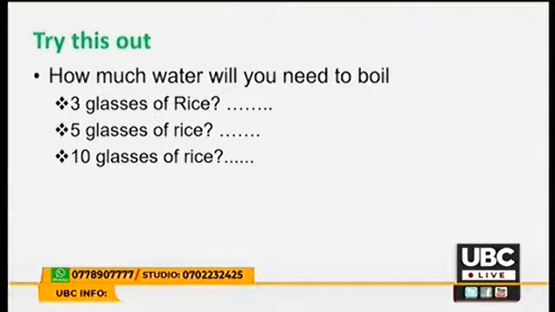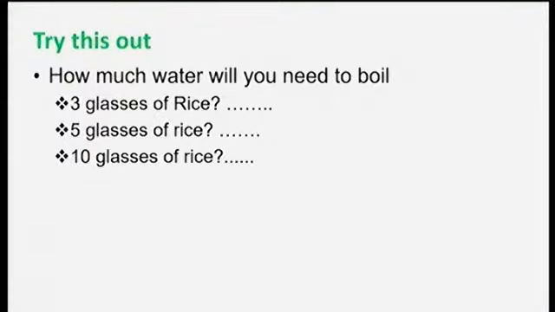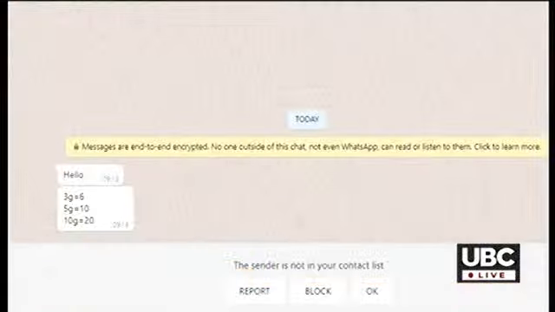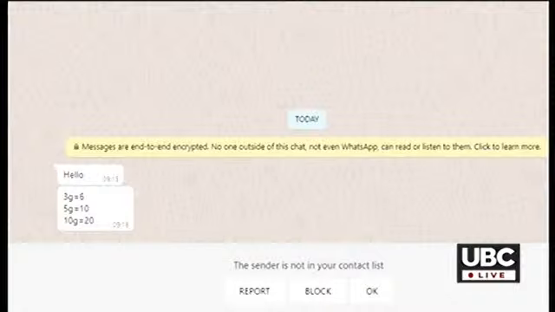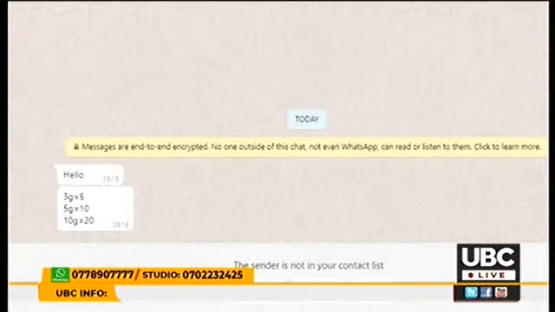All right, let's try out this one. This time, we have been finding the number of glasses of water. But now, we have some WhatsApp message. 3 glasses, 6; 5 glasses, 10; 10 glasses, 20. That's correct. Thank you. The sender did not send a name.